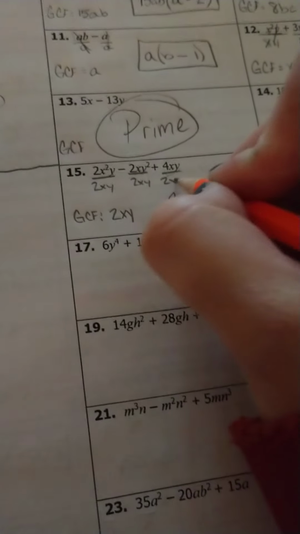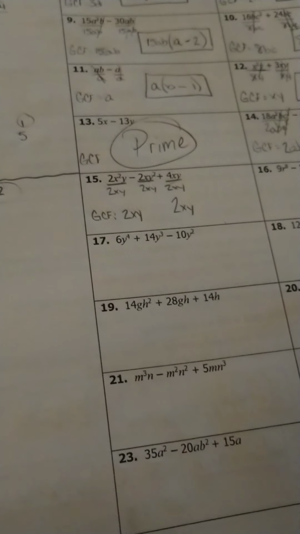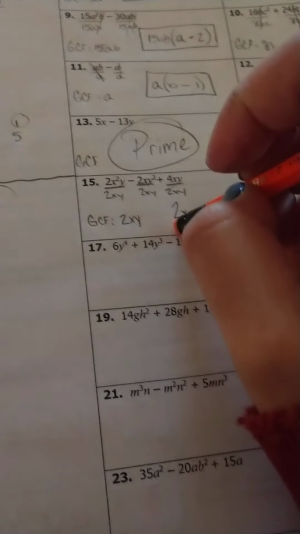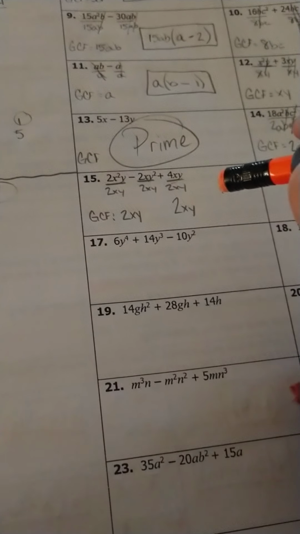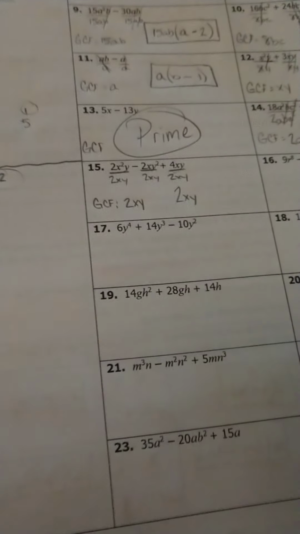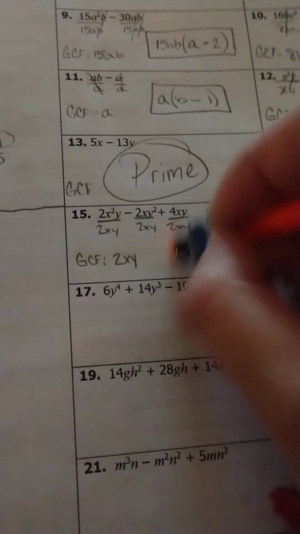Ooh, I may not have enough room for these. How am I going to do this? Because I have no scrap paper beside me. So we're just going to write really small, I guess.